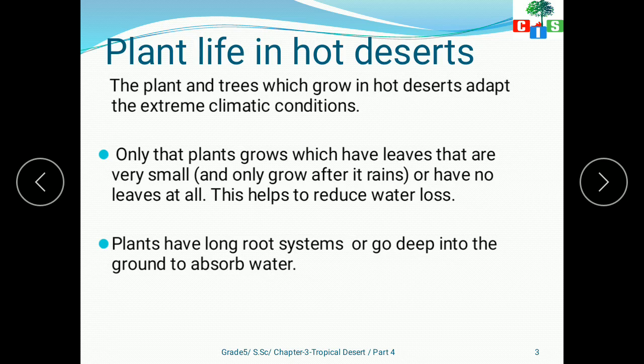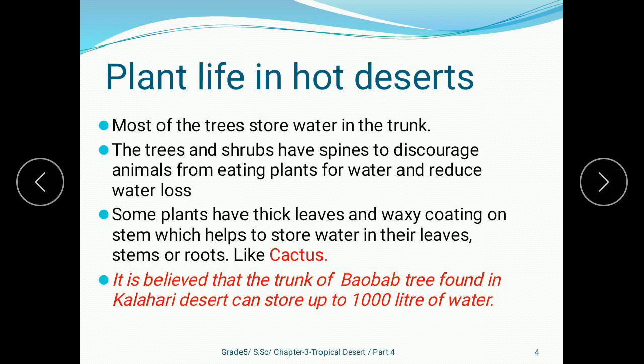So generally we have very small plants, and we have plants which have long roots. Next, most of the plants or trees store water in the trunk. The trees and shrubs have spines to discourage animals from eating plants for water and to reduce water loss. So there are some trees or shrubs which have spines.